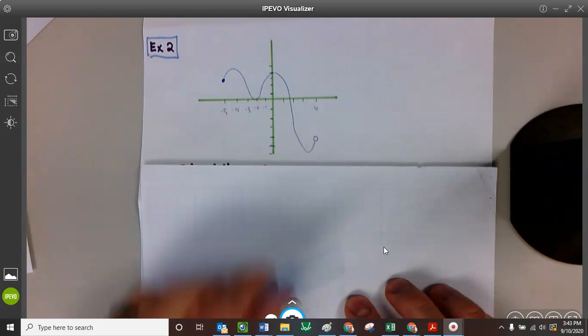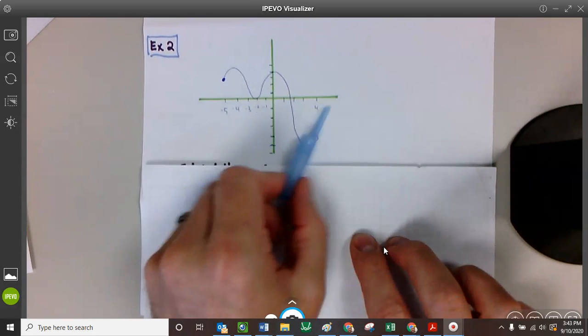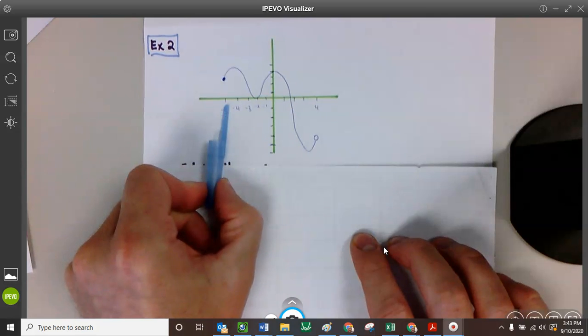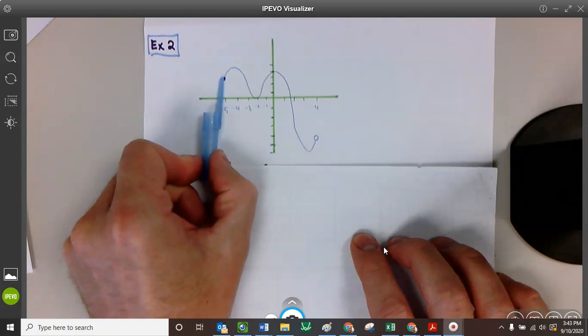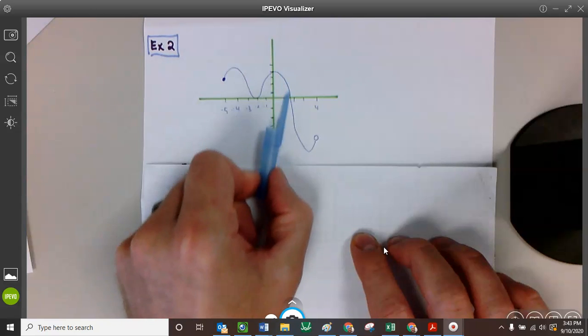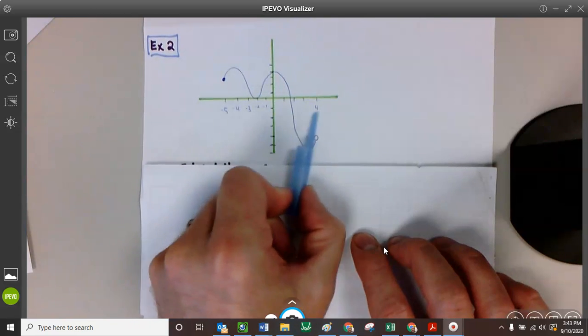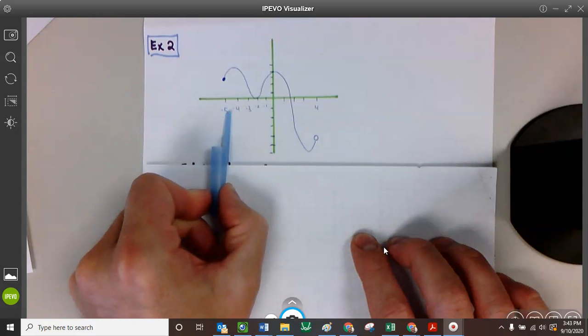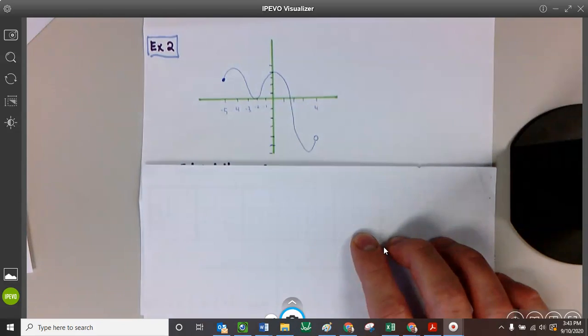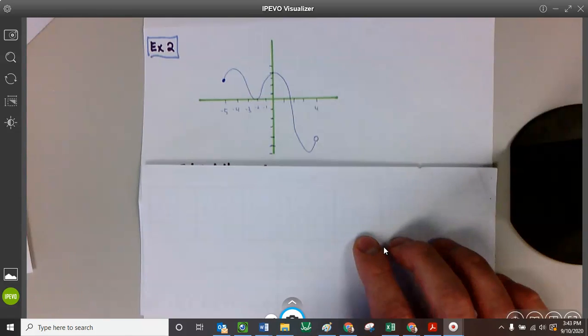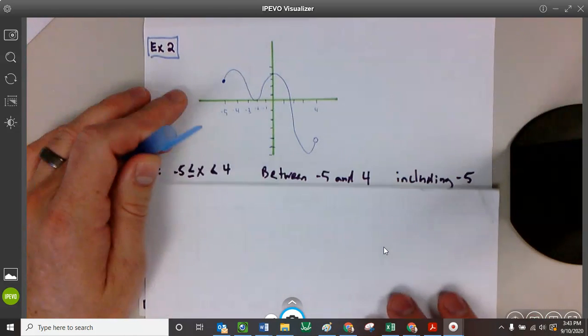Well, it looks like the smallest this graph will ever be is at -5. So all numbers starting at -5, going until I hit 4. We're just talking about x's. Remember, domain are the x values. Those work. Anything between -5 and 4. So we can just say that. Numbers between -5 and 4.